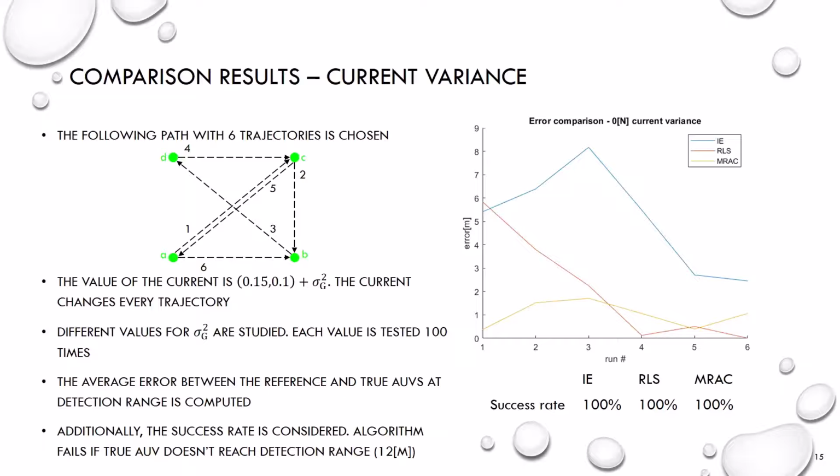So once again, on the x-axis, you can see on the right, we have runs, and this basically means what the error was when the AUV completed that particular run. You can see that when there is no current variance, so the value of the current is exactly the mean value, RLS and MRAC perform well, and IE does not perform as well, but it does perform, and we have 100% success rate, and this is our control result.